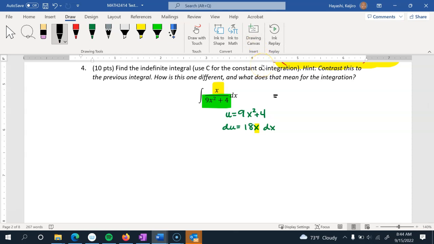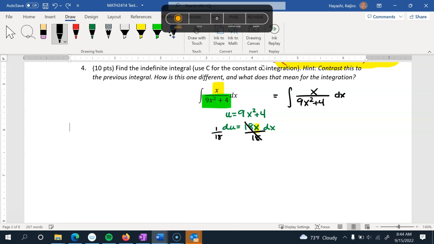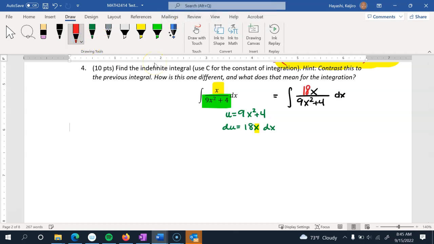So, of course you could divide both sides by 18 or something like that, but you could also do this and say 1/18 du is that x dx that you have. That is certainly a possibility. You could also just say you're going to multiply the inside by 18 and the outside by 1/18.